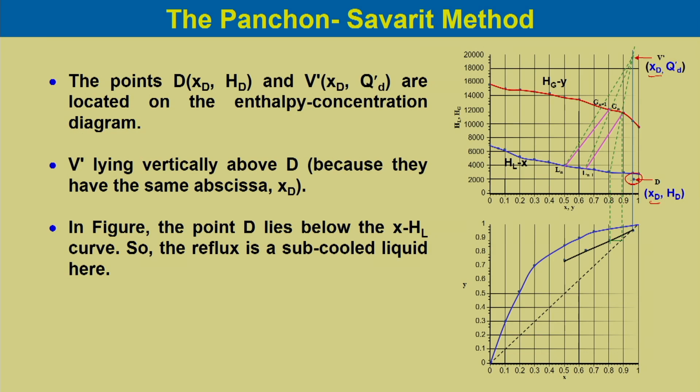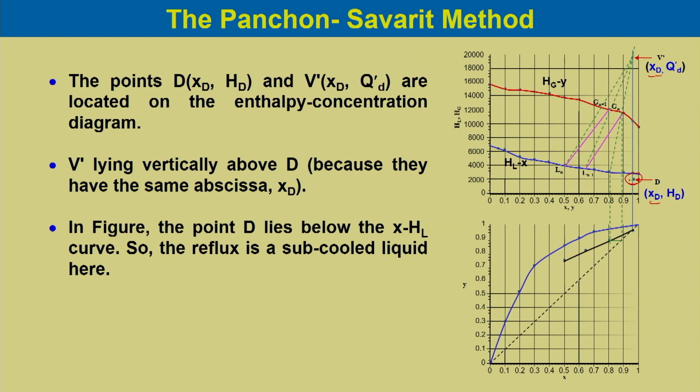So, in the figure the point D lies below the saturated liquid HL curve. So the reflux is a subcooled liquid here, because while doing the energy balance equations we considered the reflux coming from the condenser as condensate cooled from its bubble point. So it is a subcooled liquid, and it should lie below the saturated liquid composition line, which represents the subcooled liquid.